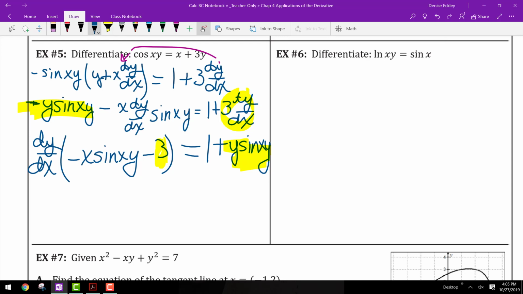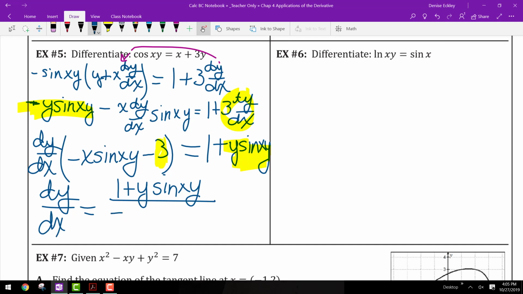Okay, so solving for dy dx, we get 1 plus y sine xy over negative x sine xy minus 3. If you want, you can factor out the negative. You can leave it like that, but that answer is acceptable.